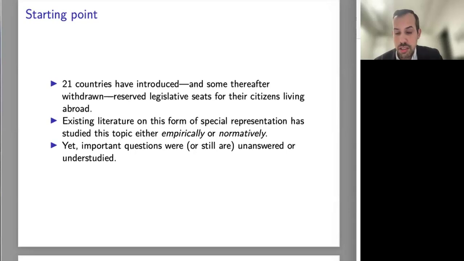But yes, important questions were or still are unanswered or under study. So this is a great opportunity to expand a little bit the research on the topic, and maybe some of you are going to research the missing links of special representation. Who knows?